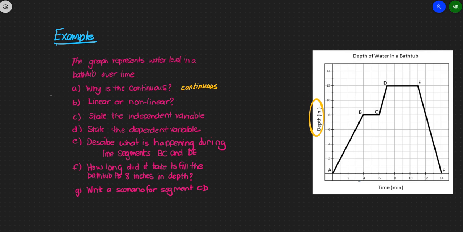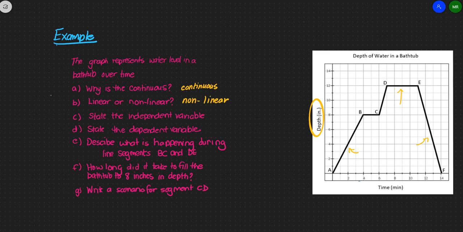Next, is it linear or nonlinear? Like I said before, while the pieces of each graph are linear as we look at them separately, as a whole, the rate of change is different at this point of the graph, say to this point of the graph, to this point of the graph. So in this case, while the pieces might be lines, it's still nonlinear.